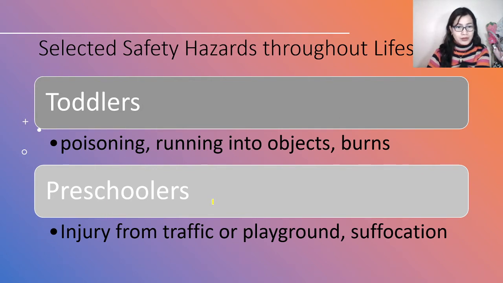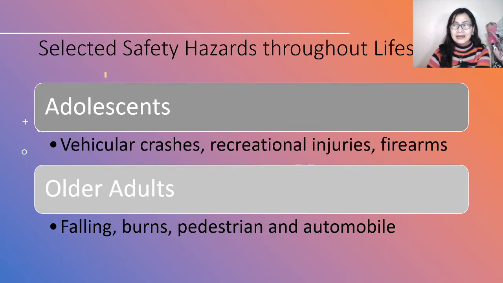How about preschoolers? Preschoolers are also active children. They're fond of playing, so most of the time they get injuries from traffic or playgrounds. They can also have suffocation. How about adolescents? Adolescents are after fun. They like to go out with their peers. Most of the time, they encounter vehicular crashes. Also, there are recreational injuries, and they are also involved in firearms.